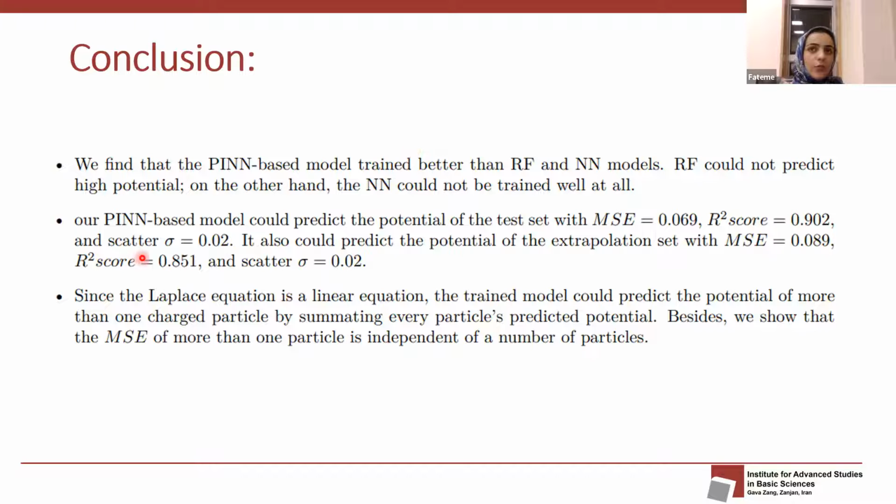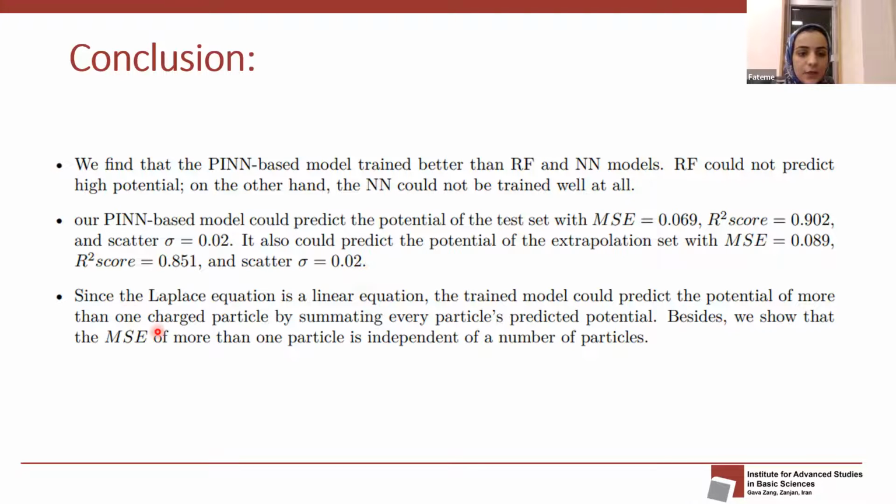Second part is our pin-based model predicts the potential on the test set with a mean square error of 0.06 and R2 score of 0.90. And the results on the extrapolation set are a mean square error of 0.089 and R2 score of 0.85. That is good enough for us.